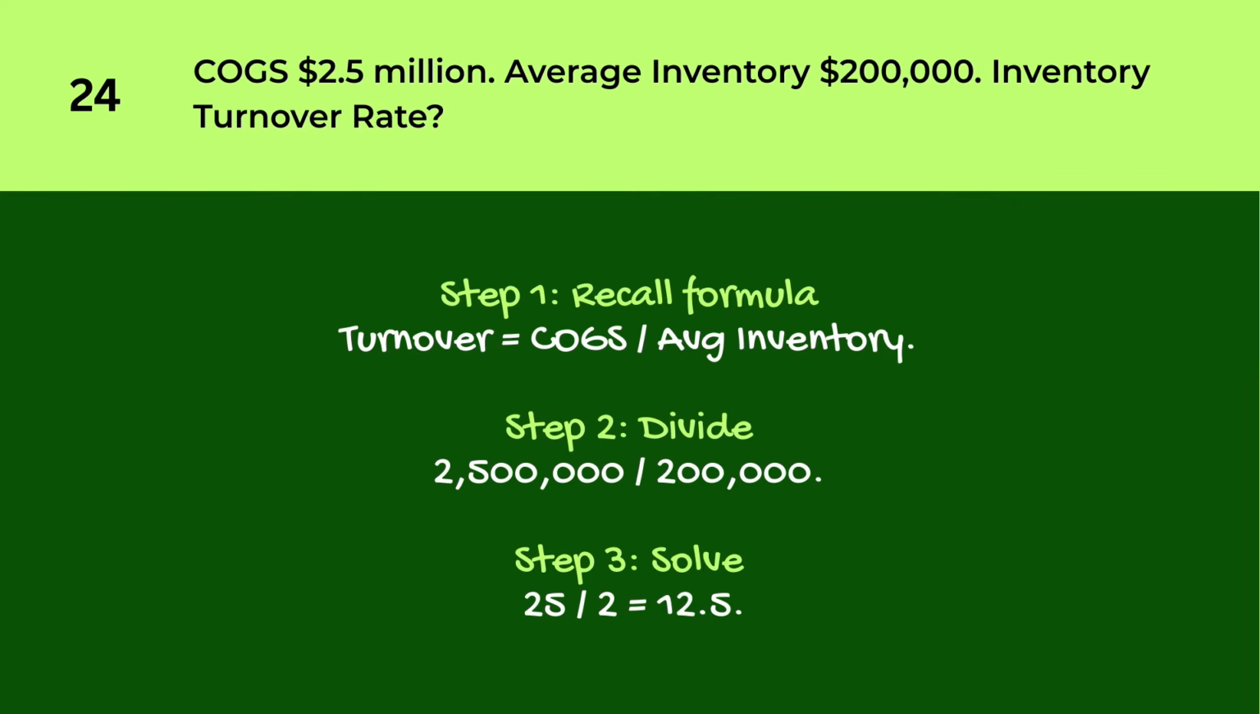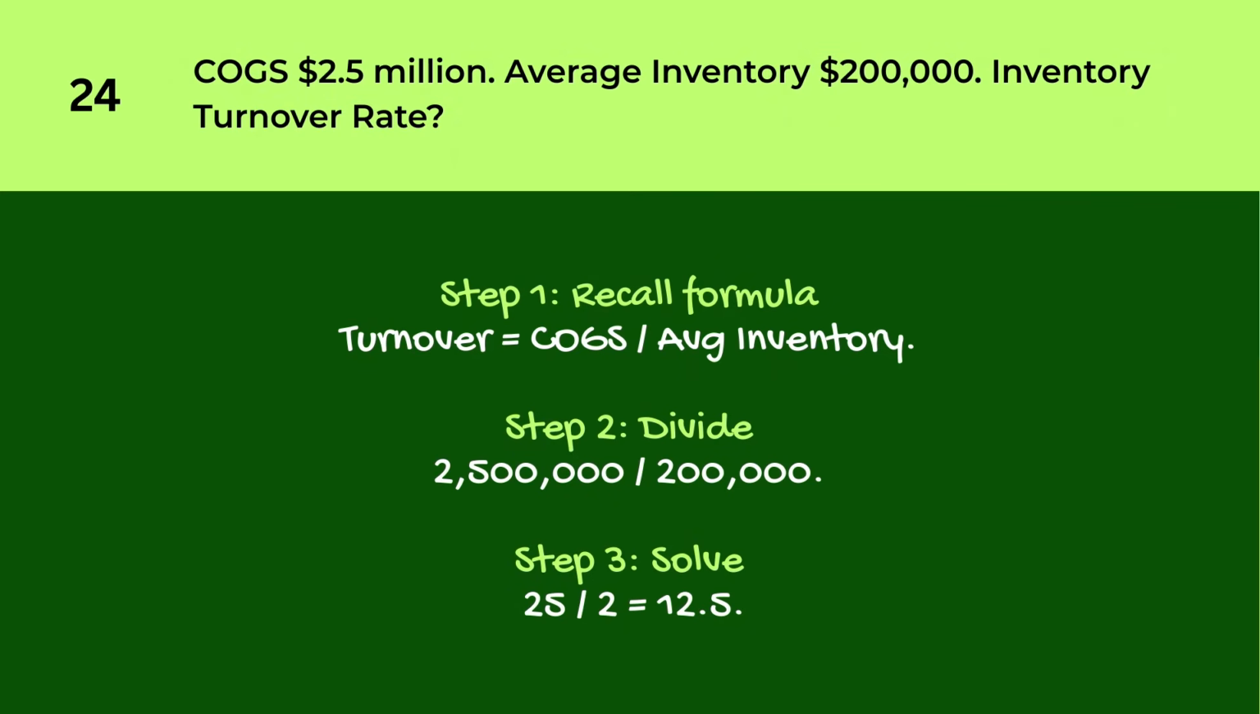Recall that the turnover rate equals cost of goods sold divided by average inventory. So we take 2,500,000 and divide it by 200,000. To make this easier, you can cancel out the 5 zeros on both numbers. This leaves you with simply 25 divided by 2. That calculation results in 12.5.